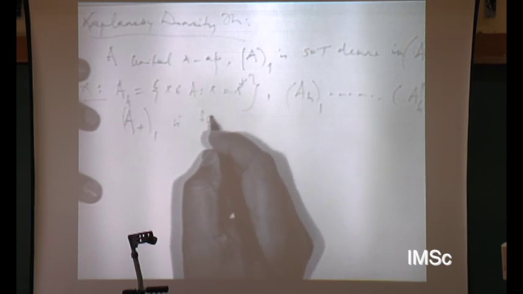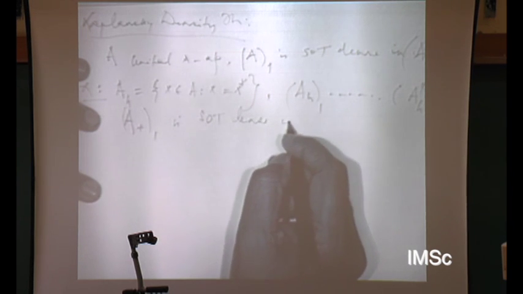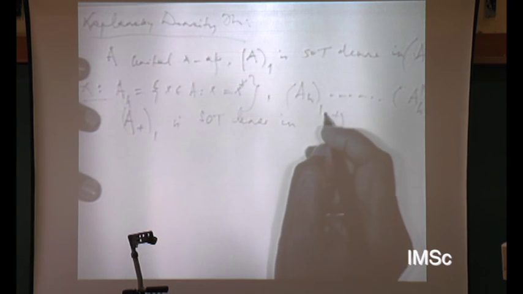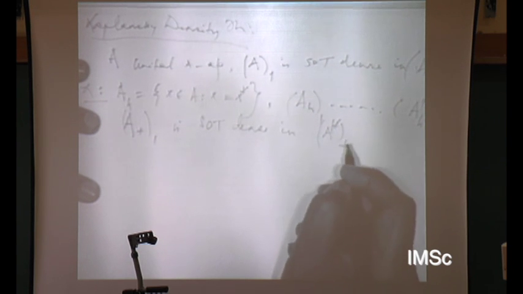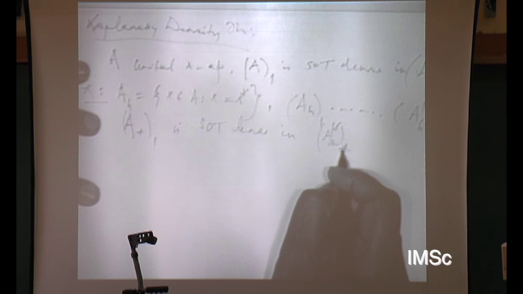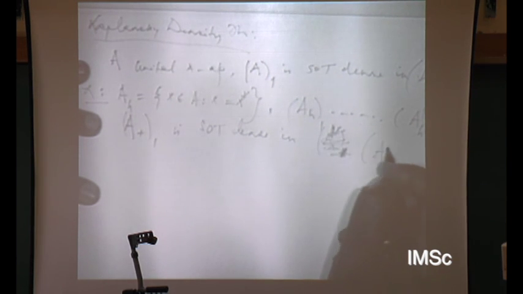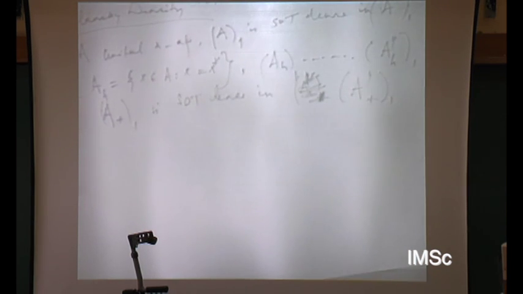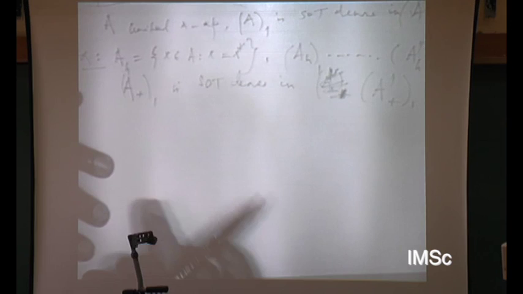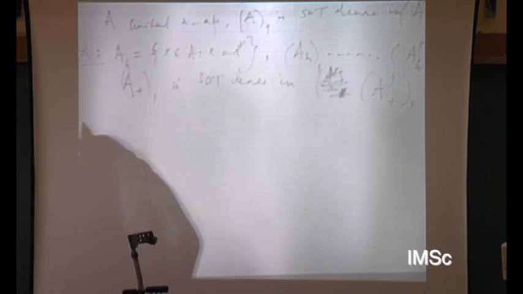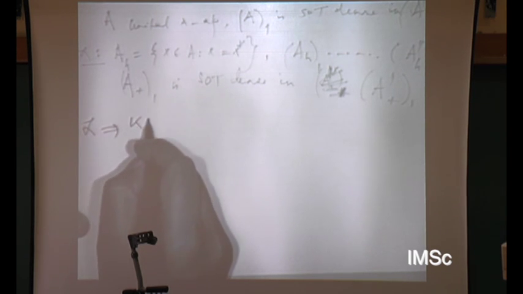This is what it is. A double prime plus, 1. Sorry, it's a bit overmuch. A double prime plus, 1. Let me get another pen. And so let me get rid of the easy part, that the lemma implies Kaplansky density.